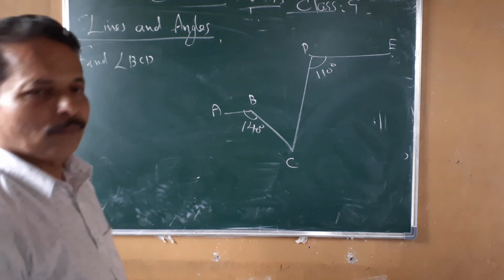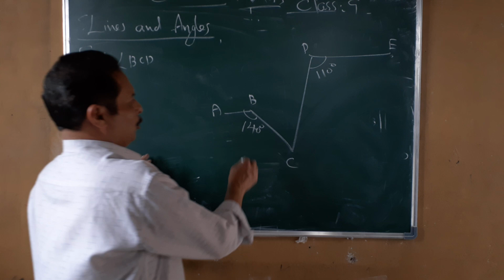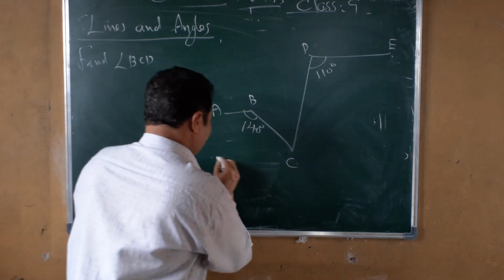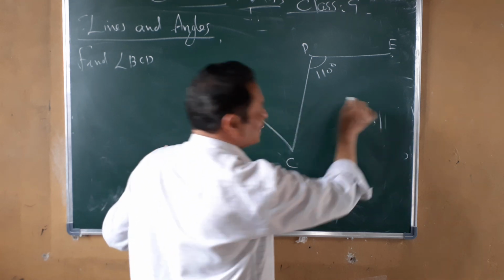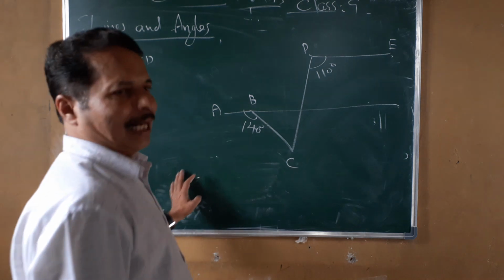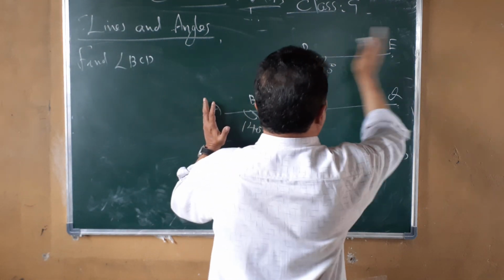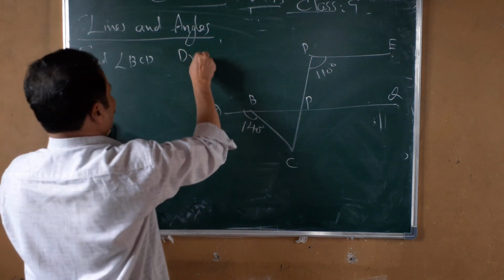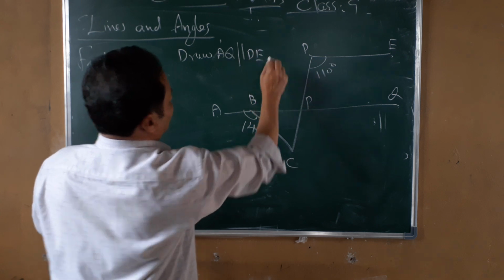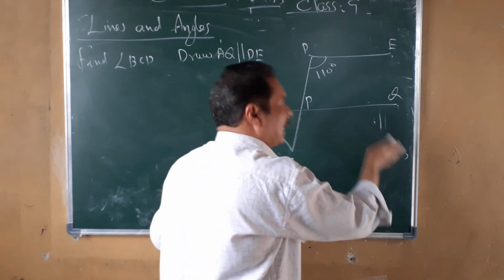Are you ready? Now, there are two ways to find it. You may draw a parallel line here or a parallel line here. Both of them are the same. If you draw a parallel line here, then also you get your answer. Look at here. Draw a parallel. Put it P. Now, AQ parallel to D. Are you ready? If you draw a line parallel to this passing through C, then also you get your answer.